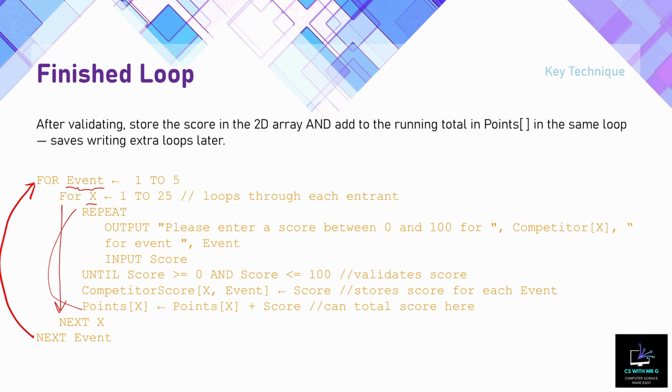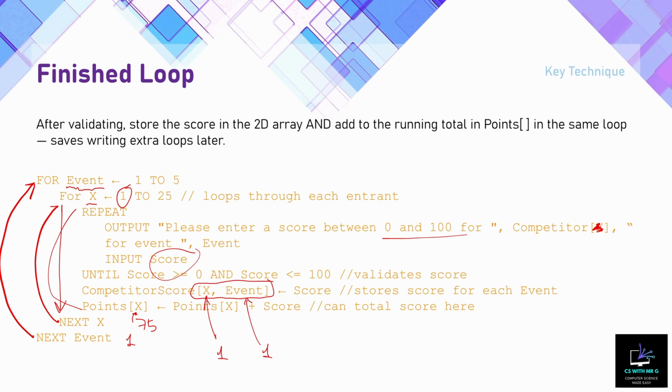We are entering a score between 0 and 100 for that competitor. Remember, X here will be represented as 1 on the first loop, which is the first competitor, and we type in their score. We then store that score in the competitor score event using the 2D array. So on the first loop, X will be 1 and event will be 1. And again, we keep the points scored. So let's say they scored 75, and that will be stored in position 1 of the points array.